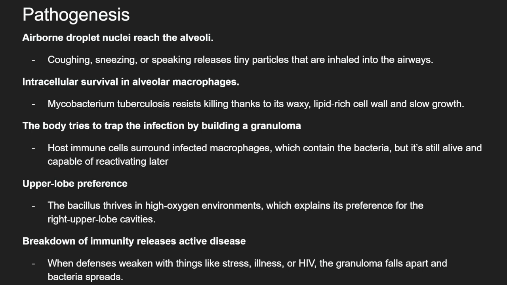They prefer oxygen-rich areas like the upper lobes of the lungs, which explains why we saw this cavity in the chest x-ray. In immunocompromised people, like this patient with low CD4 counts, the granuloma breaks down. That's when the infection gets out of the dormant state and reactivates, spreads, and becomes symptomatic and contagious.